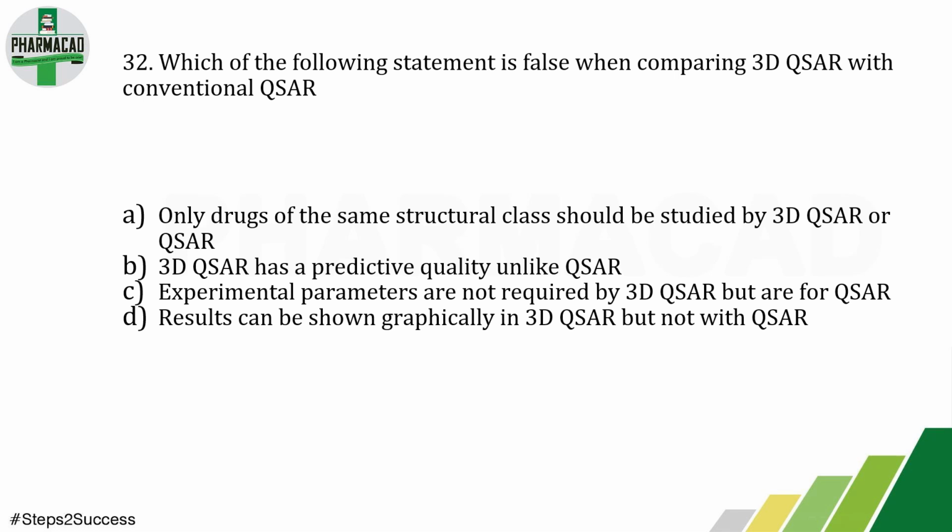Next question. Which of the following statement is false when comparing 3D QSAR with the conventional QSAR? QSAR is quantitative structural activity relationships. So let's see which is the false statement given here. Option A is only drugs of the same structural class should be studied by the 3D QSAR or QSAR. Then we have 3D QSAR has a predictive quality unlike QSAR. Then experimental parameters are not required by 3D QSAR but they are required for QSAR, and the results can be shown graphically in 3D QSAR but not with QSAR.